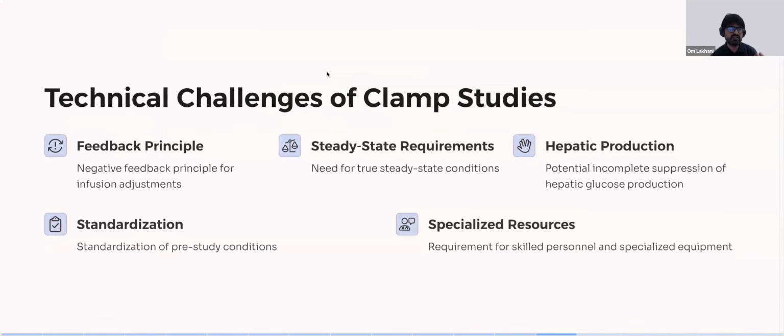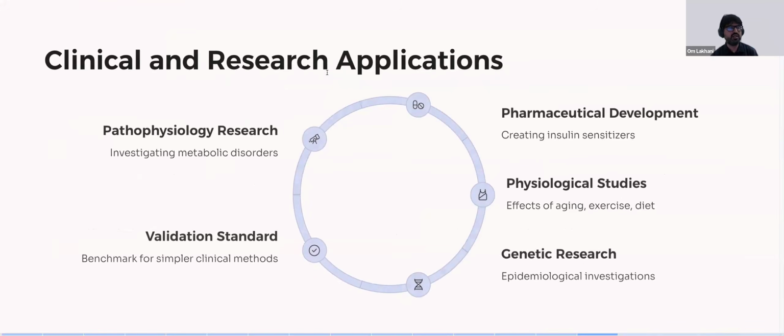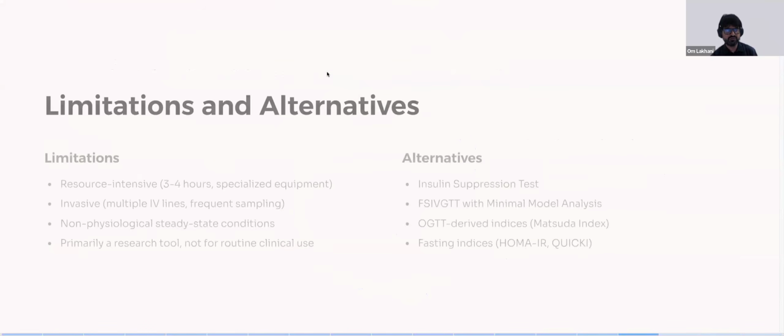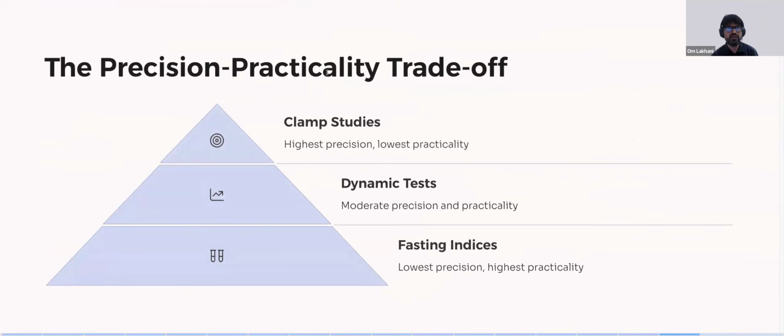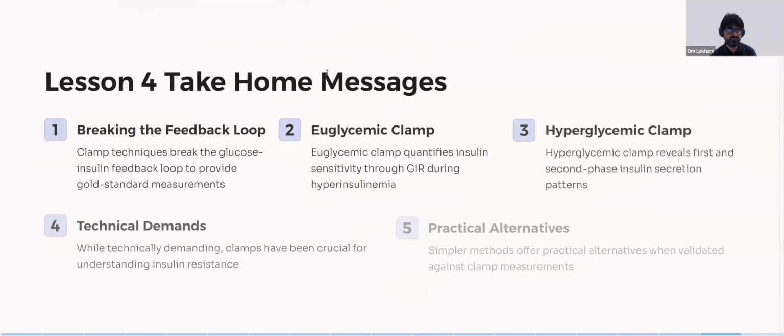And again, these are more of used from a research perspective. So it's mainly for research, mainly for pharmaceutical drug development, physiological studies, and you can of course do other forms of research also. It's a resource intensive test, and it's a high precision but low practicality trade-off, right?